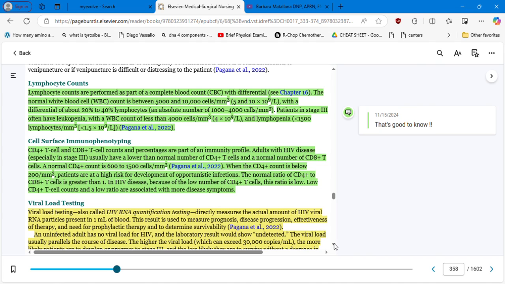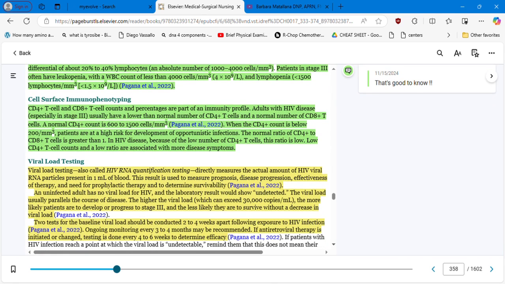Okay, so then you have the cell surface immunophenotyping. So CD4 T cell and CD8 T cell counts and percentages are part of an immunity profile. So we have two types of T cells, the CD4 and CD8, right? Adults with HIV disease, especially in stage 3, usually have lower than normal CD4 T cells and a normal number of CD8 T cells.